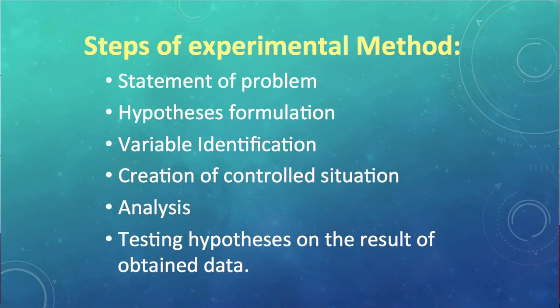The first step is the statement of the problem. First, we have to know the problem. Then we need hypothesis formulation, where we make some guesses. Then we have to identify the variables that I have already mentioned: the dependent variable and the independent variable. Then creation of a control situation, as it is done in the laboratory. Then we have to analyze the behavior, and then test the hypothesis on the result of the obtained data. In this course, you will come across some experiments done by famous psychologists on animals, and those are conducted under this experimental method.